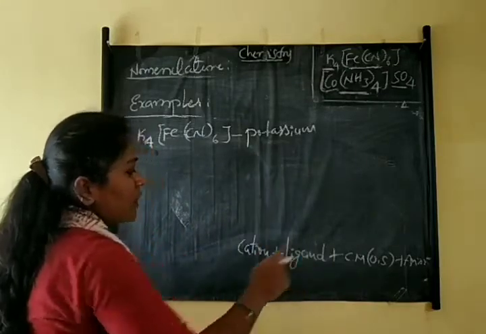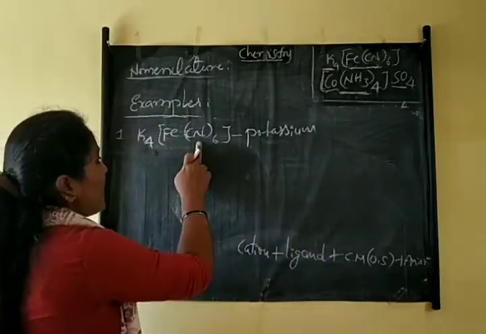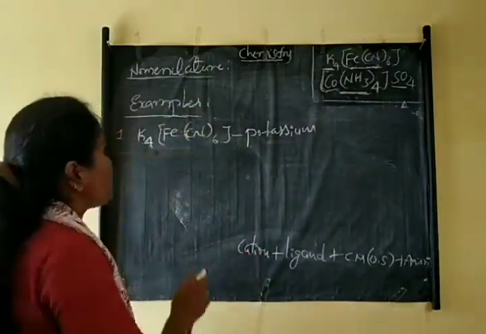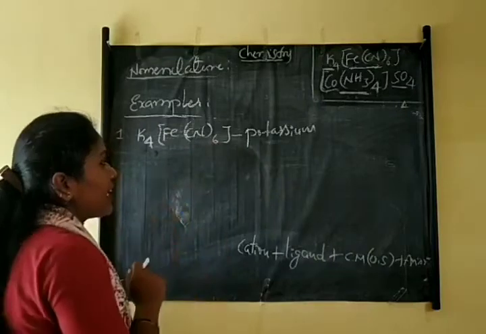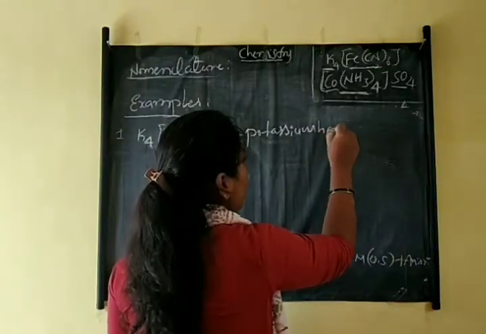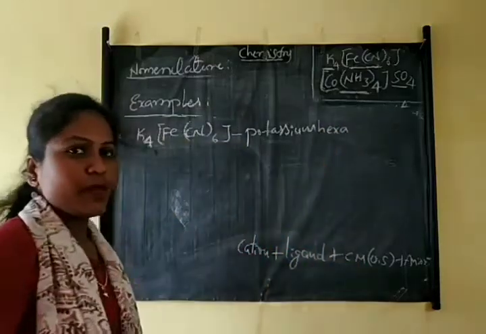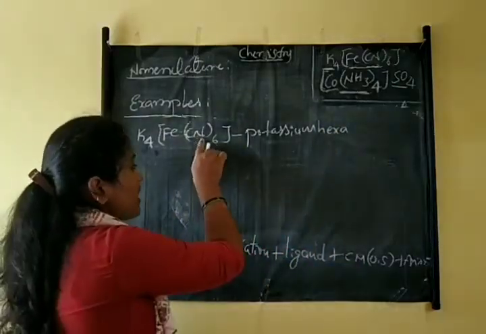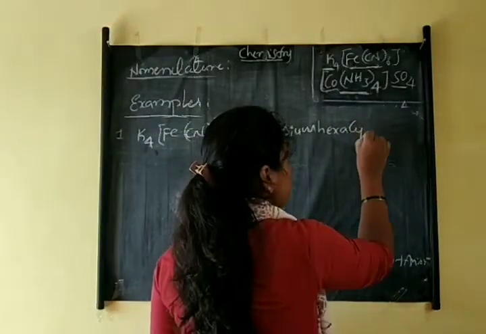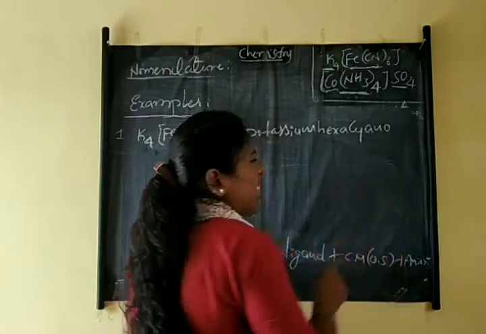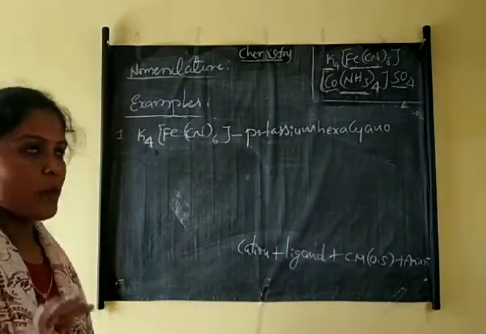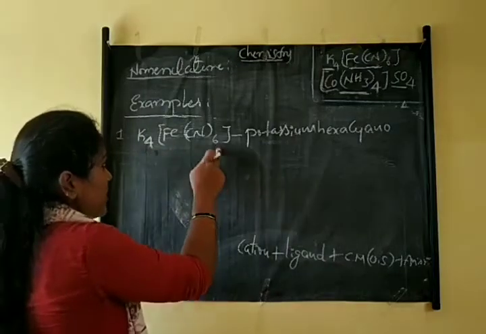After that, the ligands. Here there is one type of ligand, and there are 6 of them, so we use the prefix hexa. Potassium, hexa, and cyan. Cyan is an anionic ligand, that's why it ends with O. That is cyano, or cyanide. Potassium, hexacyano.